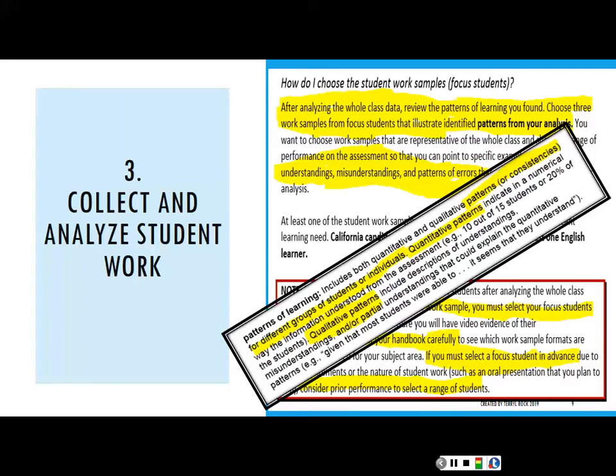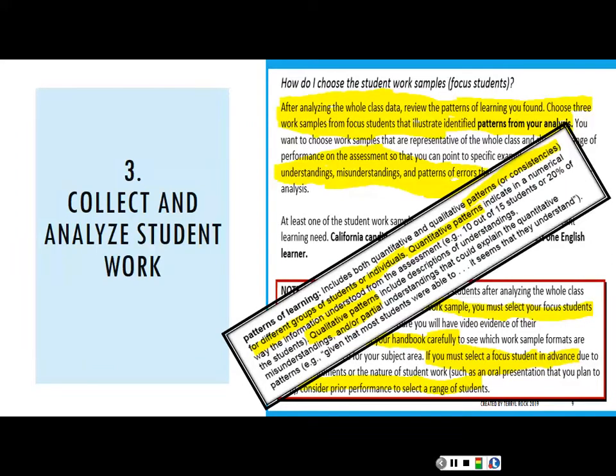How many patterns of learning do you need? 3 patterns of learning. It does not say that in there. I'm telling it to you because that's my experience. And if you look at making the choices, it suggests what I suggest, that you find your learning trend. So you've got learning trend 1, learning trend 2, learning trend 3.